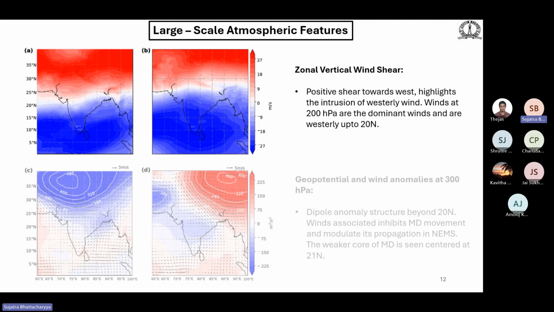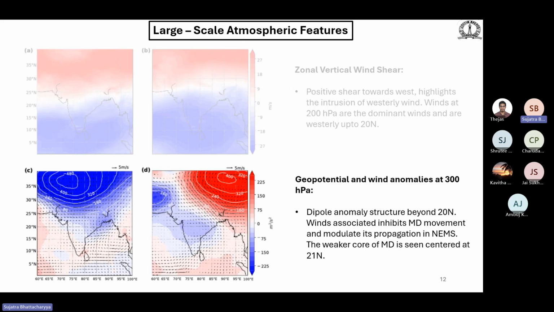So there is a difference in the upper level structures also, because this is a zonal wind shear. So it's basically the winds at 200 hectopascal minus winds at 850 hectopascal. So we cross-checked this and we found that the winds at 200 hectopascal gave us this perspective, or this variability in the spatial structure. So this made us look into geopotential and wind anomalies at the upper levels. So we have considered this as 300 hectopascal.